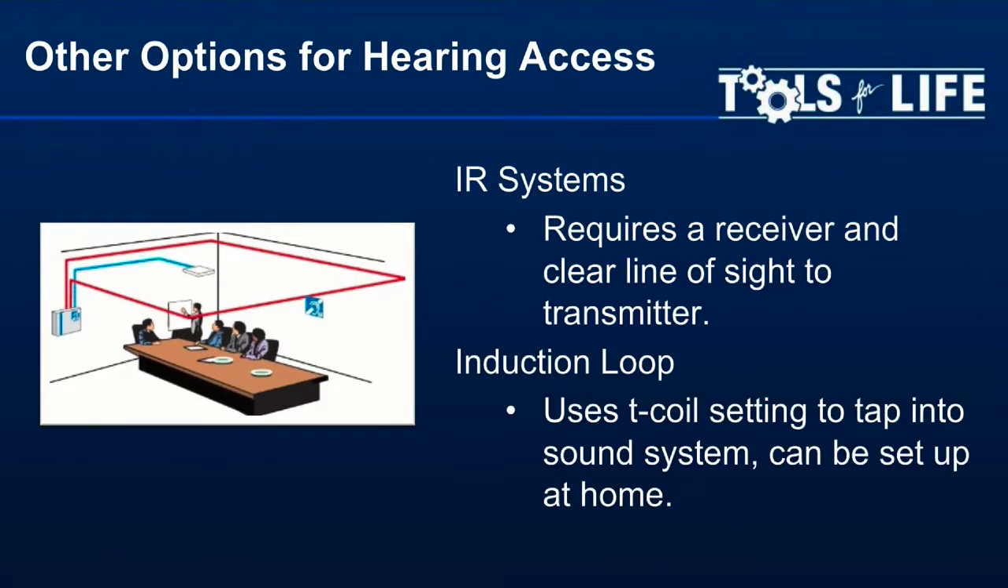All right, so just other options for hearing access. You have infrared systems that require a receiver in line of sight, and then on the other end you have induction loops, which communicate with a person's hearing aid. A speaker would be using a microphone, and that sound would be transmitted directly to the individual's hearing aid if they have a T-coil device. And the image up here just shows the difference. The red line going around the room would be an induction loop, and the blue line going to a box in the middle would be an IR system.